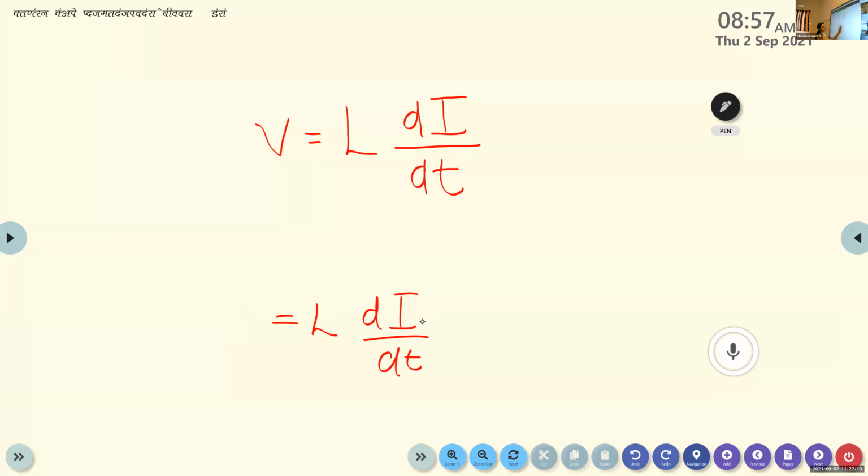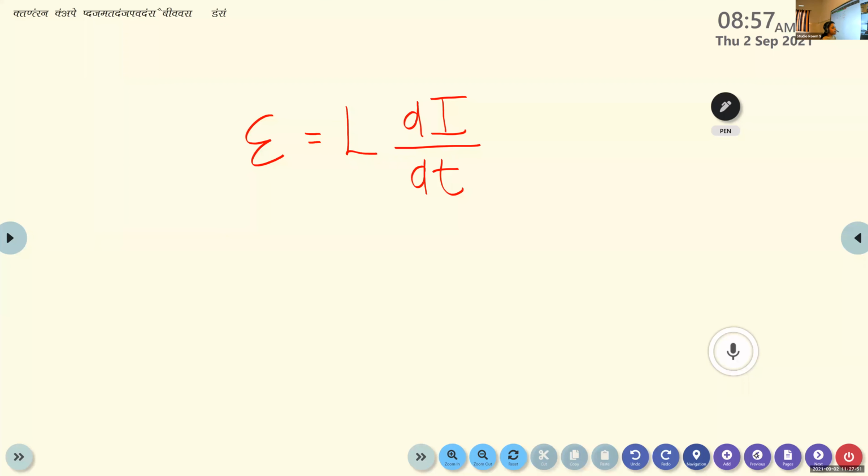The induced EMF that develops in an inductor is given by, instead of V, here sometimes we can use the E. Otherwise, you may generate a confusion. E is equal to L into di by dt, induced EMF. Since it is an induced EMF, we can represent it with the letter E itself.